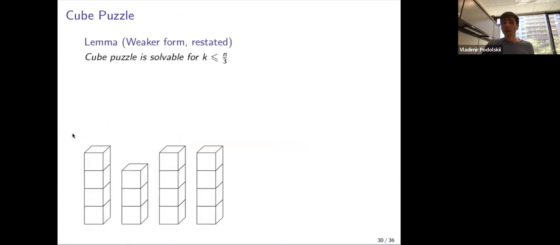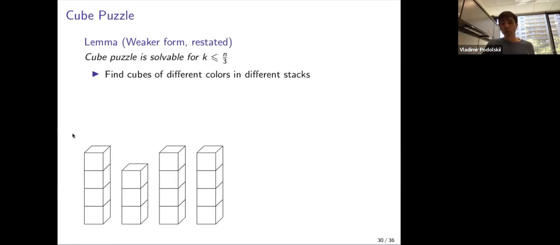Okay, let's win this game for k at most n/3. These are our cubes, these are our stacks. In the worst case, there are 3 of them, but in the more general case, there are 4 of them. Okay, let me show you how to win this game.